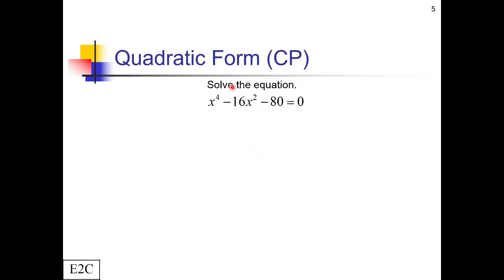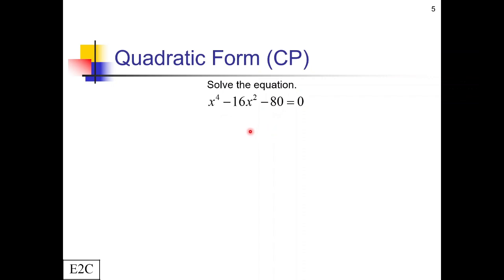So we want to solve this equation, and as the title here suggests, we have something in quadratic form. First exponent is twice the second exponent, and then we have a constant. So with that in mind, and knowing what you know about these types of factoring situations, pause the video and see if you can solve this one.